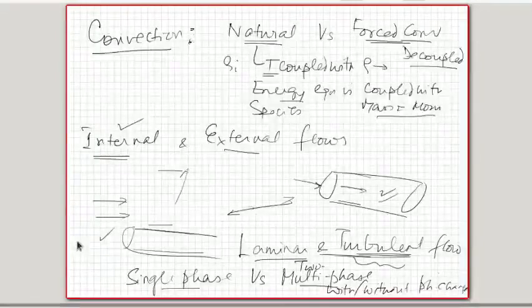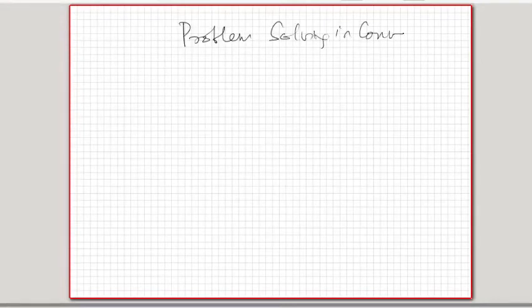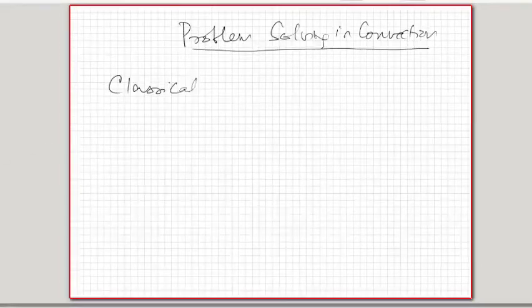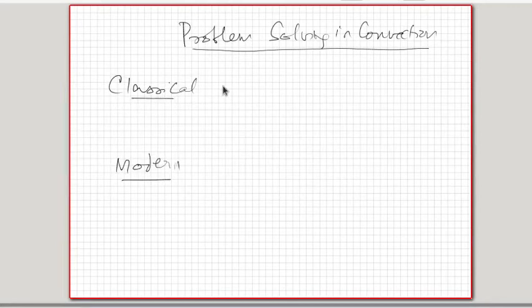I'll close this lecture with the method of problem solving in convection, so that we get a feel for how we are going to approach this course. So we can say problem solving in convection. You have what is called the classical approach and what is also the modern approach. Not that modern is always better than classical, but modern easily is more powerful than classical because of the new tools and software and computers that have come in.